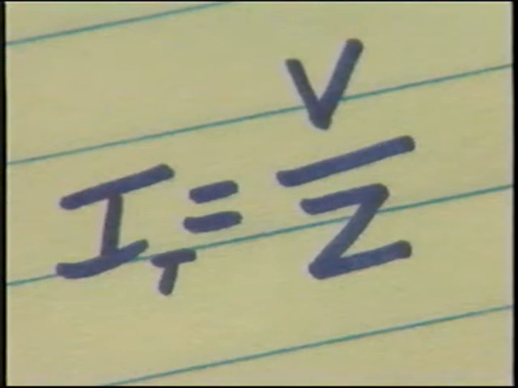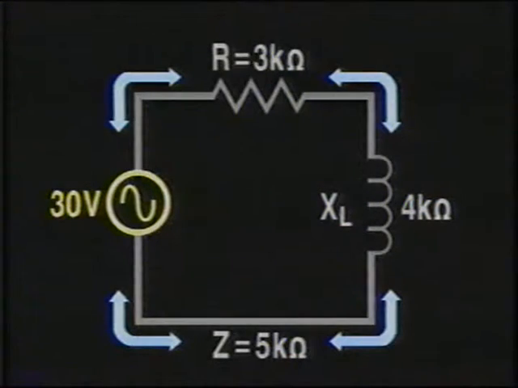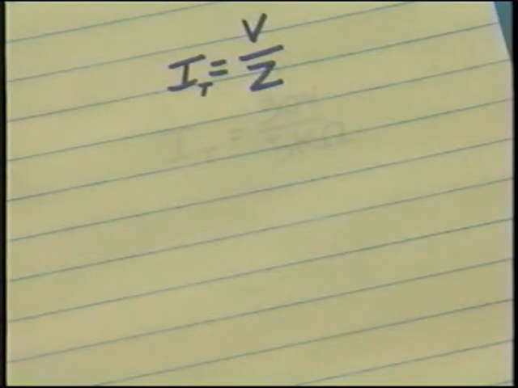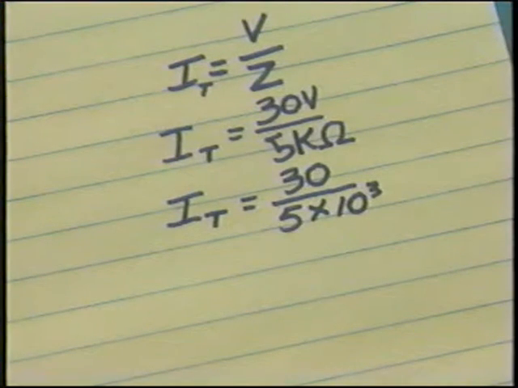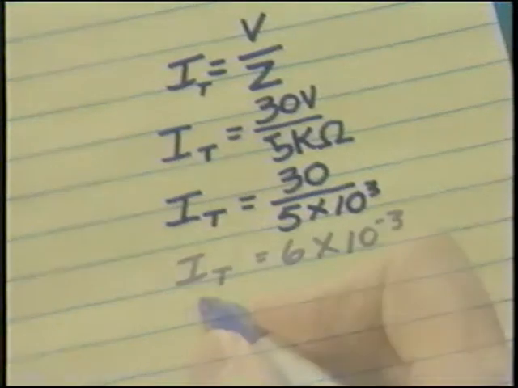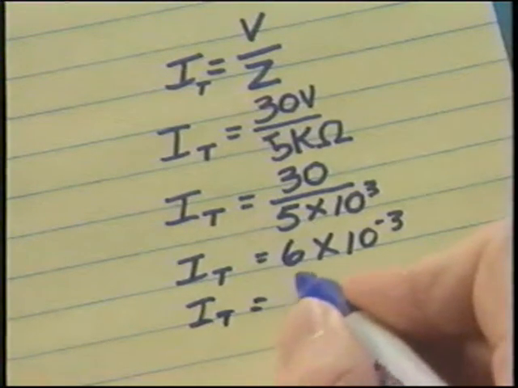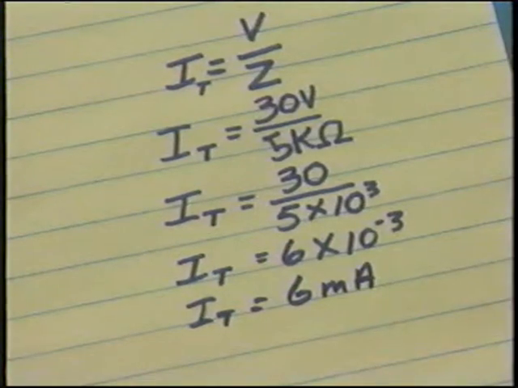Knowing the circuit impedance and the applied voltage, you can now determine the total current for this RL example. Total current, I sub t, equals V divided by Z. The example RL circuit has an applied AC voltage of 30 volts and an impedance of 5 kiloohms. Let's determine what the total current will be. Substituting the values yields 30 volts divided by 5 kiloohms, or 30 divided by 5 times 10 to the third, which yields 6 times 10 to the minus third, or 6 milliamps for the total current.